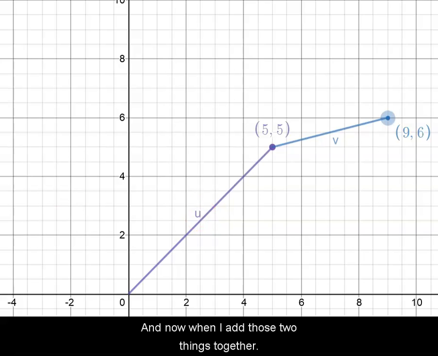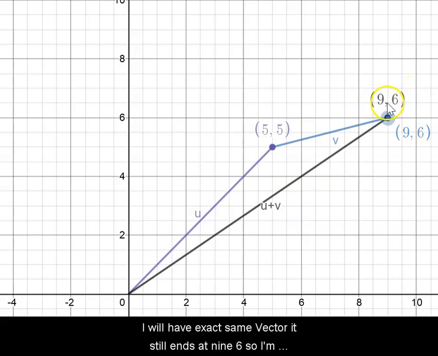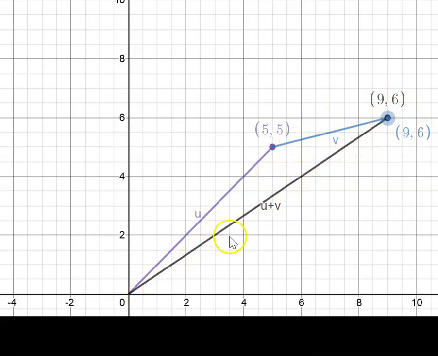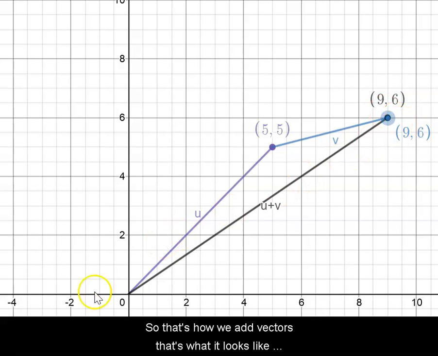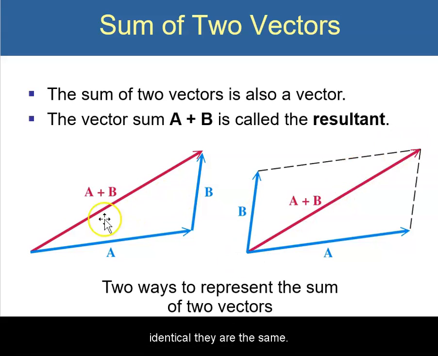And now when I add those two things together, I will have the exact same vector. It still ends at 9, 6. Okay, so I'm adding the pieces together, and I'm still getting that same terminal position. Okay, let's see they're the same. So that's how we add vectors. That's what it looks like geometrically, or how to do it on a graph even. Okay, so coming back to our presentation, you can see that it's the same thing, and that these two resultant vectors, they are identical.